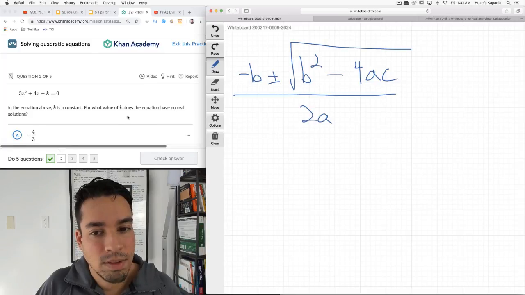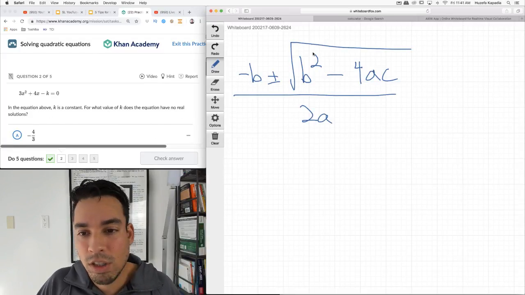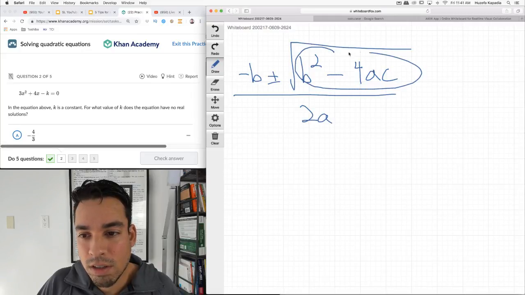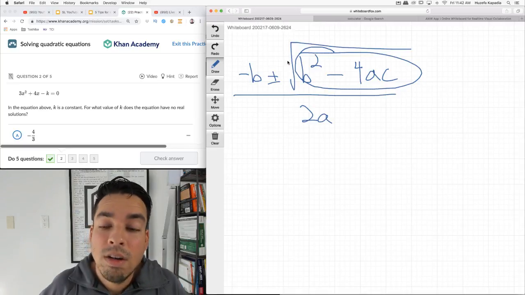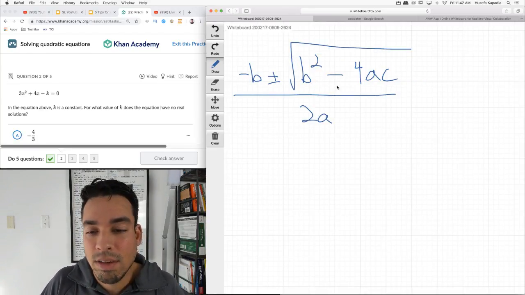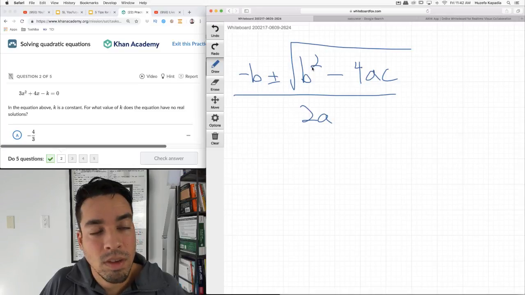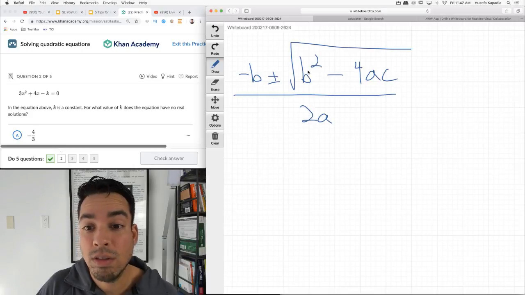So when this quadratic has no solution, it's when this value under here is negative. It's less than 0. That's when it has no real solutions, because essentially what you're saying then is we're going to have to take the square root of a negative. And if you take the square root of a negative, you're not talking about real numbers, hence no real solutions.